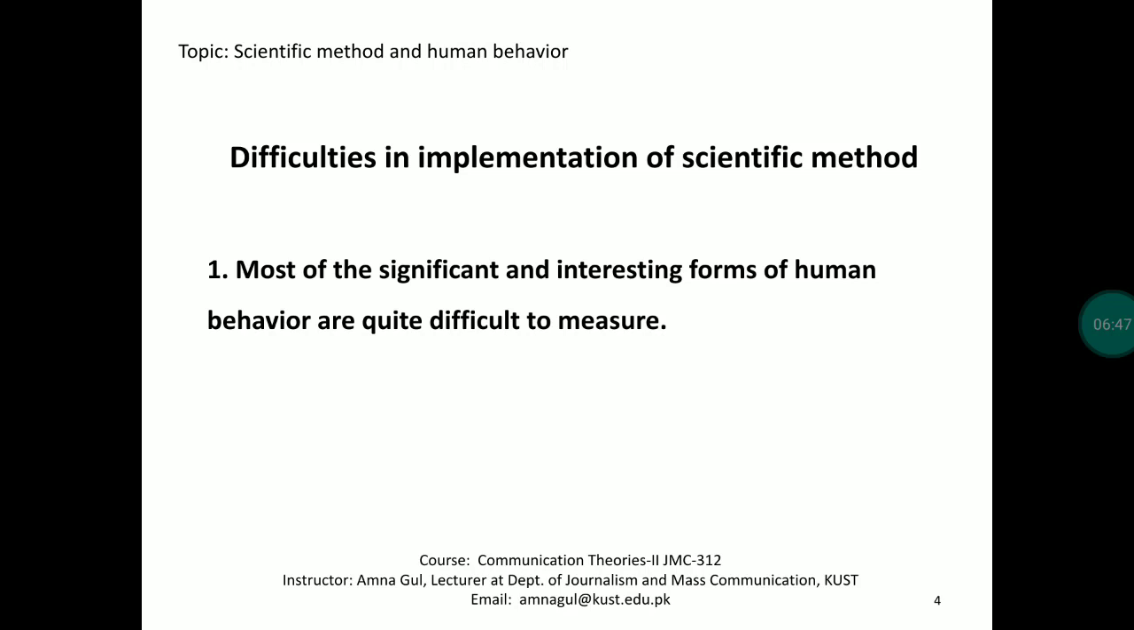What is the difference between being happy and being more happy? We do not know. For you, the criteria might be something; for me, it might be something else; for another person, it might be something a lot different. So human behavior is very difficult to measure. That is why it is difficult to implement the scientific method for measuring human behavior or for studying the social world.